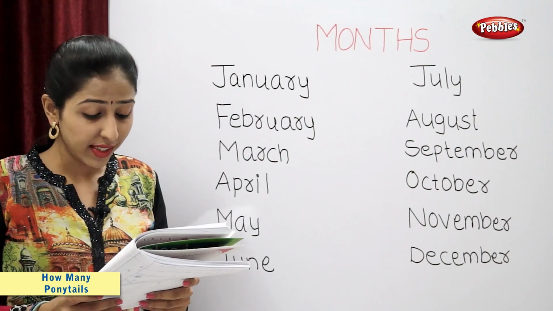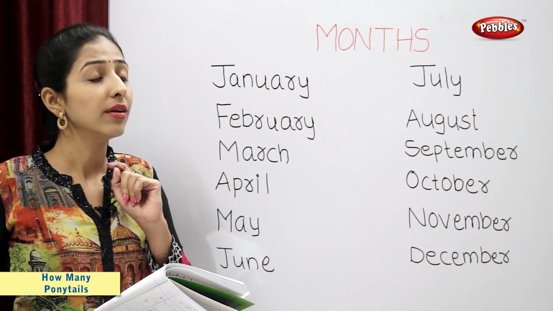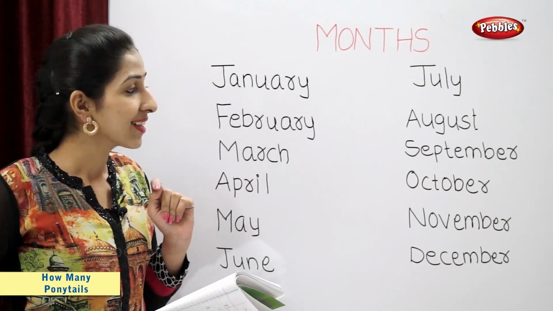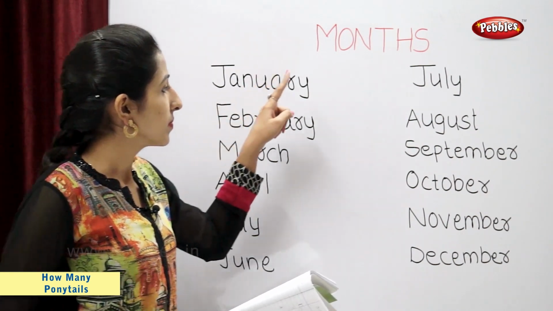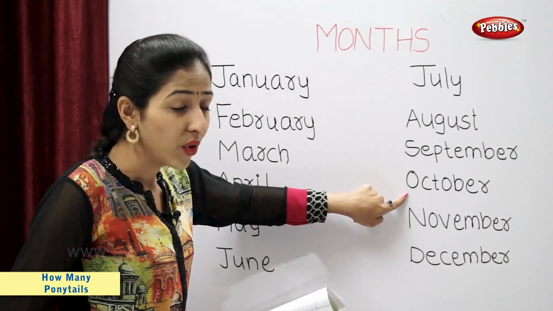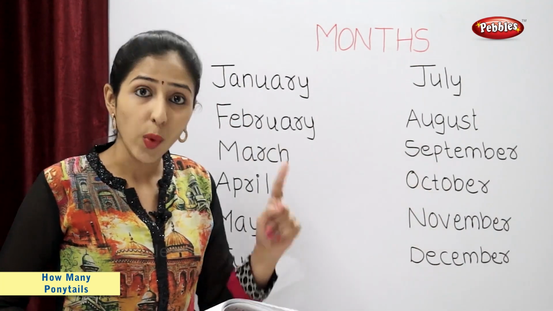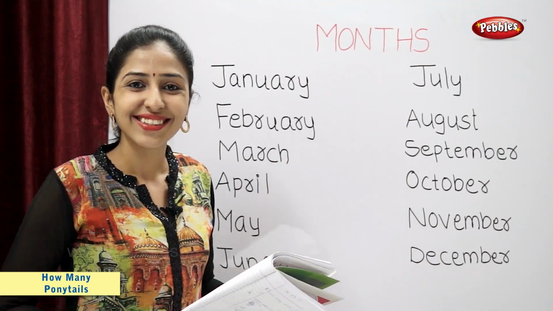Now tell me students, how many months start with letter O? Look and tell me. O. Month October. So there is one month starting with letter O.